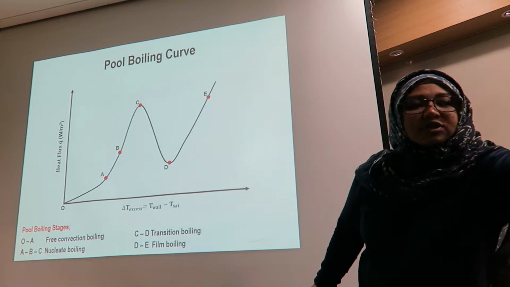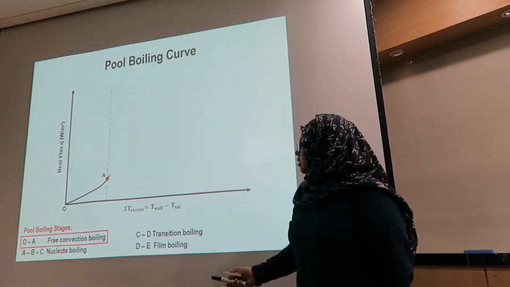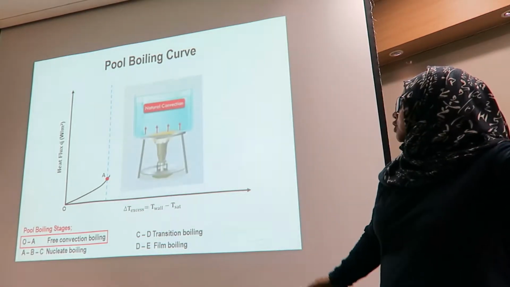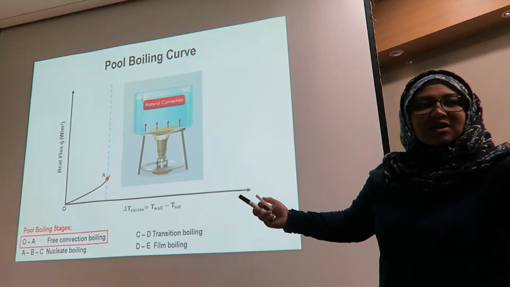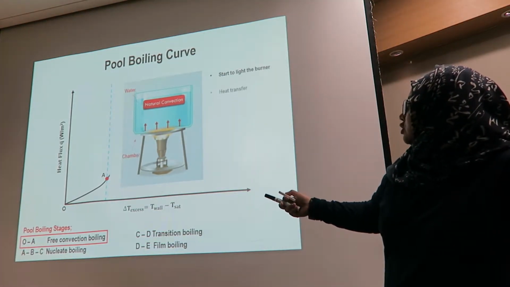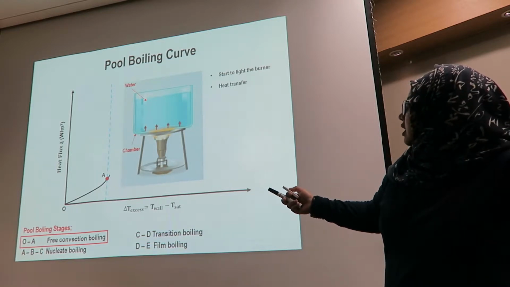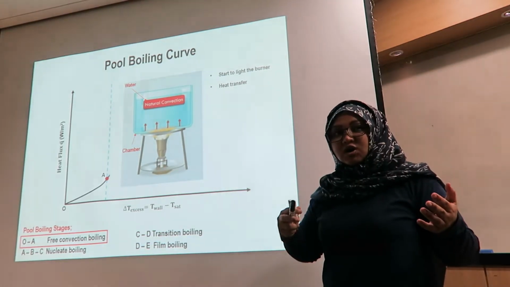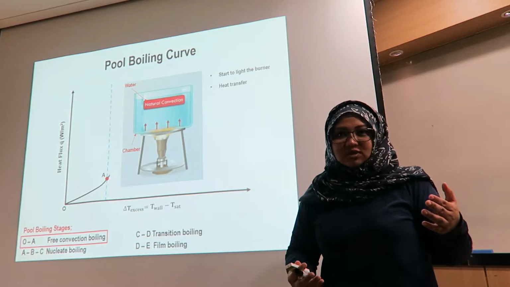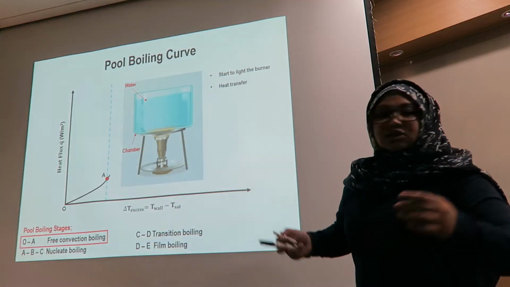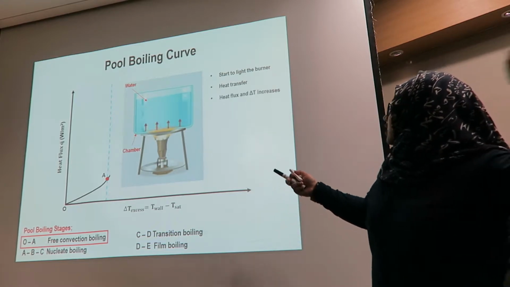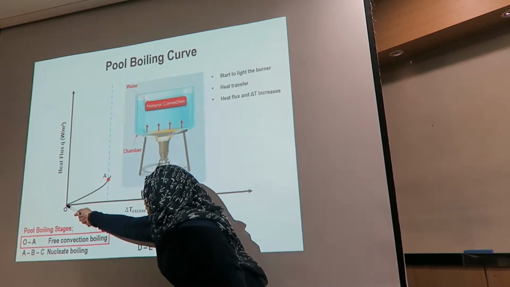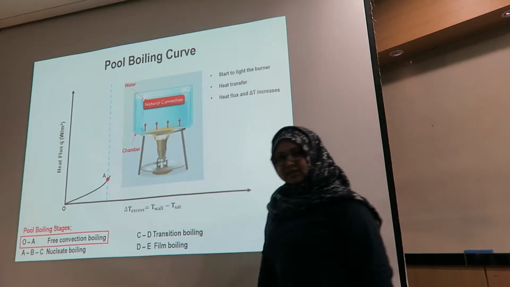Now let me explain the first stage, which is OA, or free convection boiling. What happens here? When we start to heat the chamber, the heat transfers from the chamber into the fluid, into the water. In this case, there is natural convection, like the one I explained before, the rolling up and down: the hot water goes up and the cold water goes down. That process is natural convection. This natural convection induces an increase in heat flux and also delta T. So here, the heat flux and the delta T start to increase.